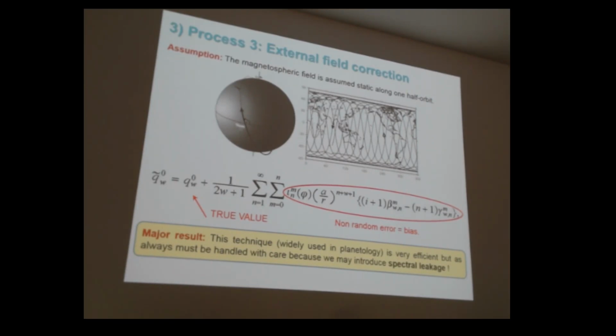So actually, this is an illustration here of what is called the spectral leakage. This is the true value of the external coefficient in spherical harmonics, let's say it's 1. So it's Q1. This is the estimate you get from your inverse program. This is the change, this Q10 to Q2.